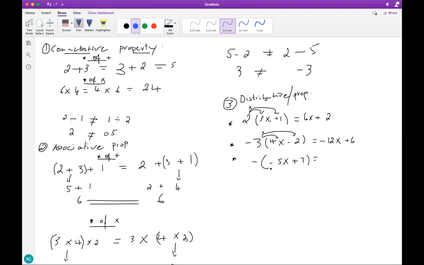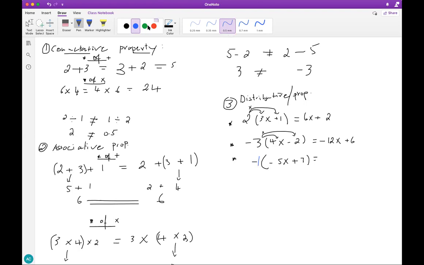Everyone in the room, Jessica, Lordine, Rasha, Raul, Jennifer, are you here? Yes, sir. Okay, so help me out here. What should we do here to distribute this? Basically, we have a negative here. What does that negative mean? Think of it as an invisible -1 in front of the parentheses.